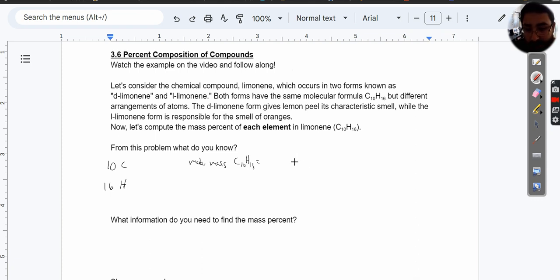And that's easy. Let's write it out. It's 16.16 AMU plus the mass of 10 carbons, so 12.01 times 10, that's 120.1 AMU. We add those two numbers up, we get 136.26 AMU, and now we have the mass of C10H16.